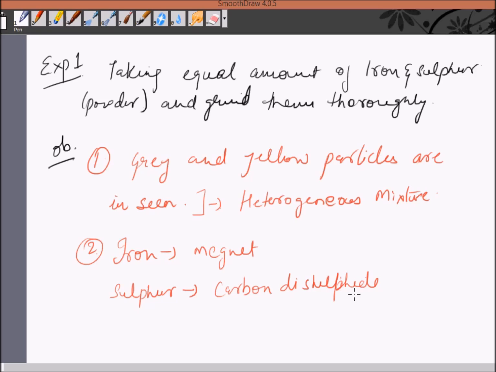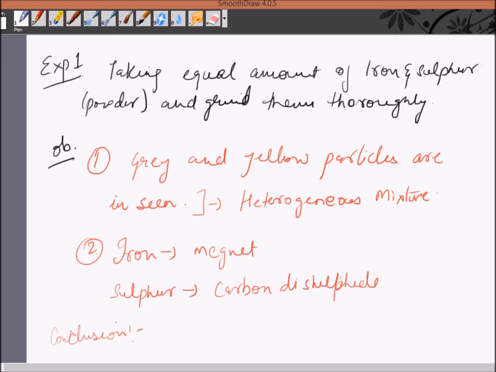So these are the two observations. With this experiment, we get to know that this mixture is a heterogeneous mixture. So what are the methods by which we can separate these two components of the mixture? First by magnet and second by carbon disulfide, that is, sulfur is dissolved in carbon disulfide. So what conclusion do we get in this experiment? We conclude that since the components of the grey powder could be separated by a physical method, it is obviously not a compound but is a mixture.